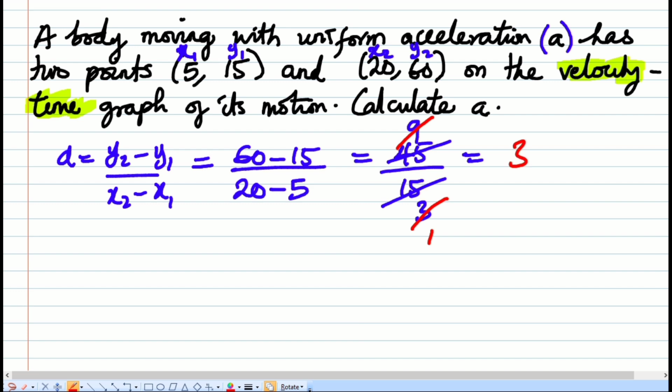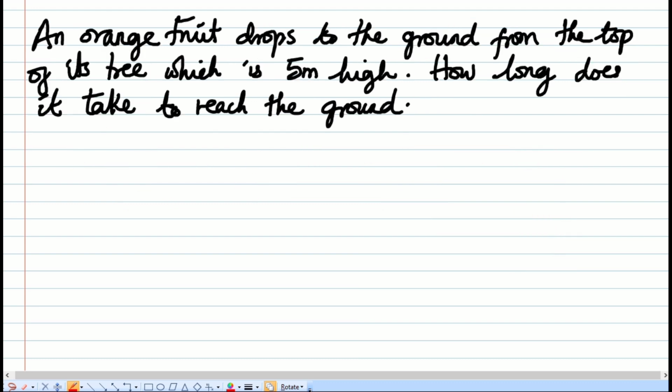3 into 9 is 3. So the acceleration is 3 meters per second squared. Remember, we can also denote this as 3 m/s². So whichever way you like. So that's the answer. Very simple. All right, let's go to the next question.